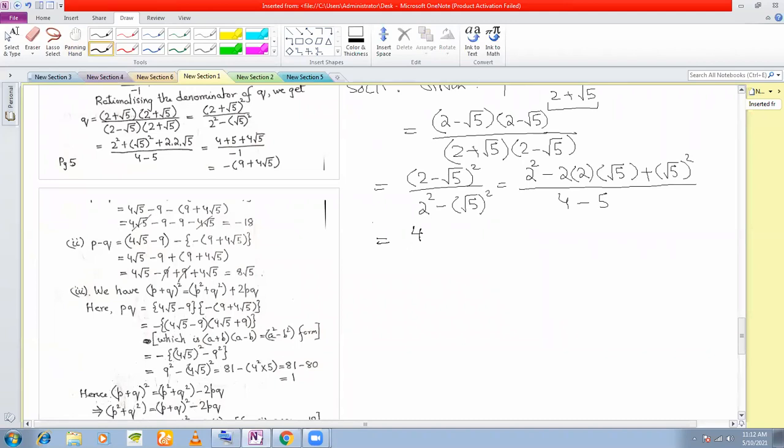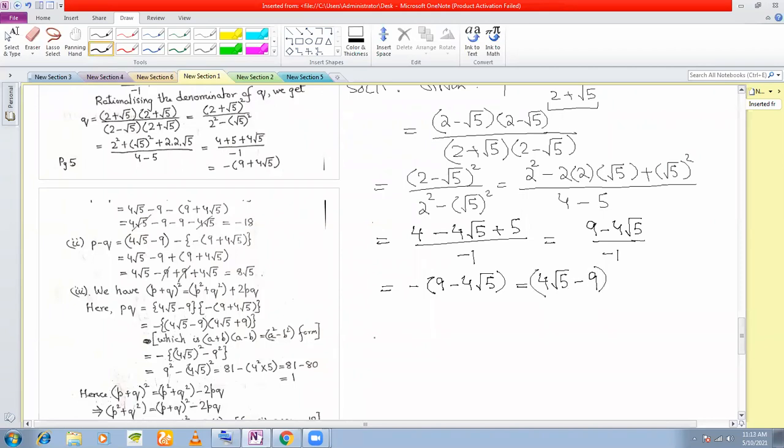So 2 square is 4, minus 4 root 5, root 5 square is 5, divided by minus 1. So in the numerator you are getting 9 minus 4 root 5, by minus 1. Now we take the negative sign to the numerator. So you get minus of 9 minus 4 root 5, which, if you open the brackets, simply becomes 4 root 5 minus 9. Okay, this is the value of p.